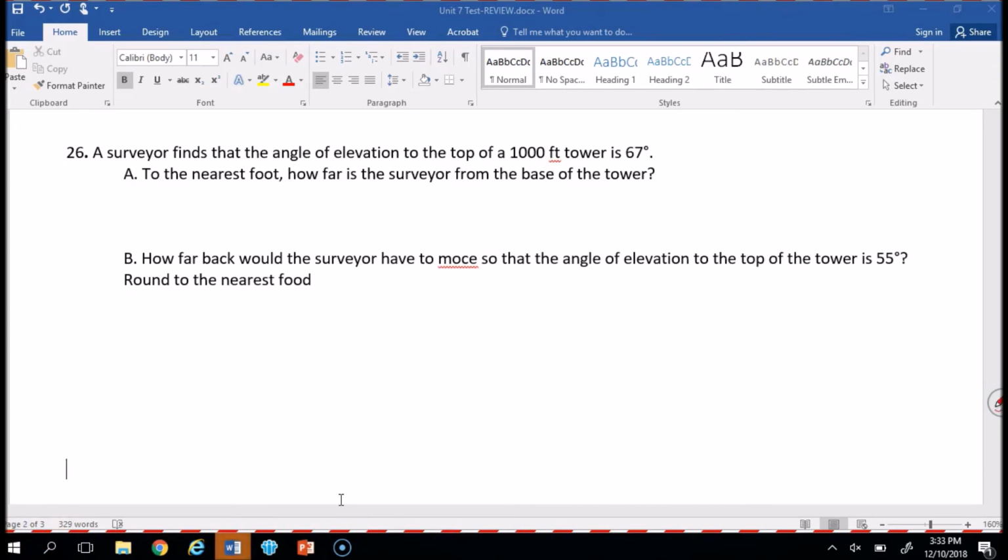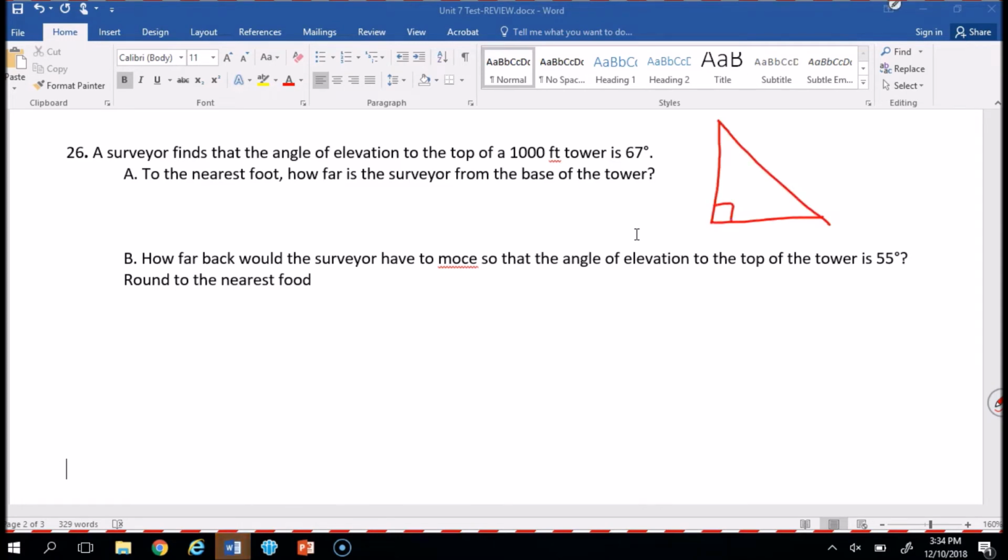So now we're on 26. It says a surveyor finds the angle of elevation to the top of a 1,000-foot tower is 67 degrees. To the nearest foot, how far is the surveyor from the base of the tower? So what we need to do first is draw a drawing for this. So let's draw a drawing like this.